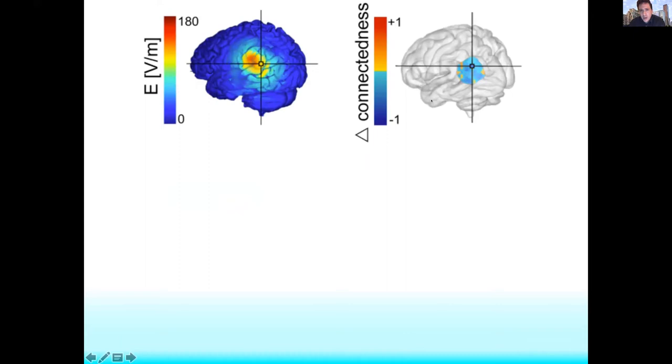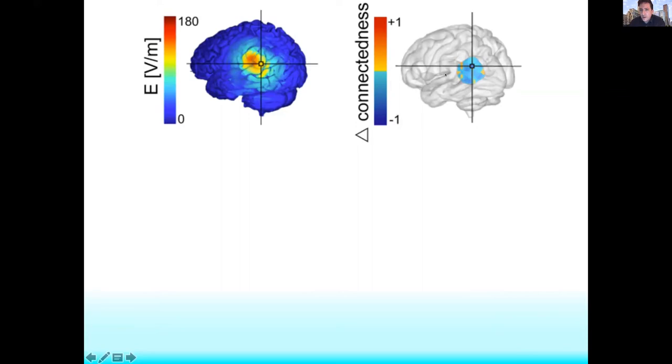And then we looked at the voxelwise effect of stimulation on connectivity, measured using a value of connectedness, which is essentially for each voxel, how well connected is it to all the other voxels in the brain. And we looked at this area around the stimulated region where the E-field is most intense. We wanted to see what is the voxelwise relationship between stimulation intensity and the effect on resting state fMRI connectivity.